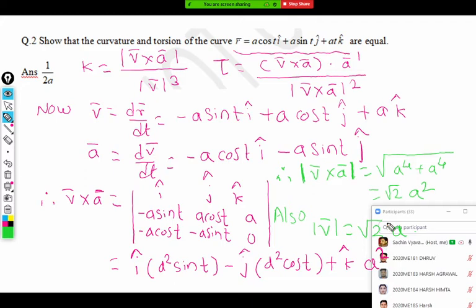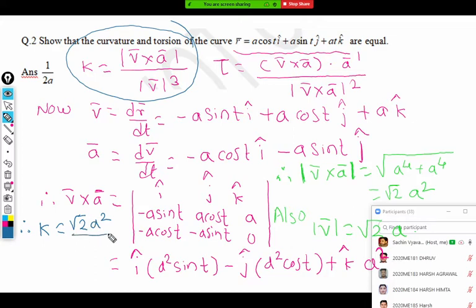Therefore, the curvature k is equal to, by this formula, the magnitude of V cross A, root 2 a square, upon the magnitude of V cubed, root 2 a bracket cube. You'll observe that one of the root 2 gets cancelled and we get 1 upon 2a as the answer. So the curvature is 1 upon 2a.